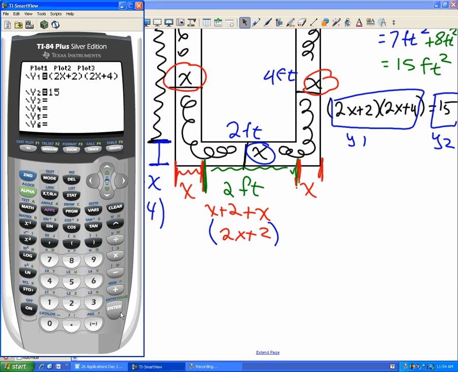Looking at my dimensions for this, I have that 15, so I need to make my y max greater than 15 so I can see that. So let's make it 20, and I'm going to hit graph.